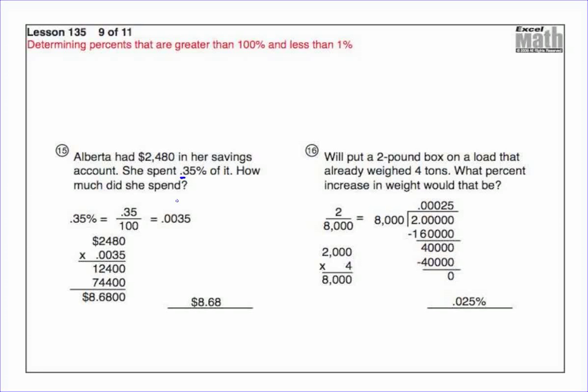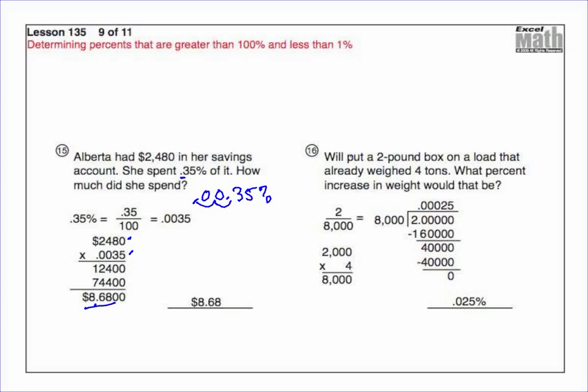This shouldn't be too tough for you because you've been doing percent of a number for quite a while now. But you've got to be careful. Don't do 2,480 times 0.35. We've got to change this 0.35% by moving the decimal point over 2 spots to get 0.0035. And you can see they multiplied the money times 0.0035. We've got to move that decimal point over quite a bit, and the answer is $8.68.